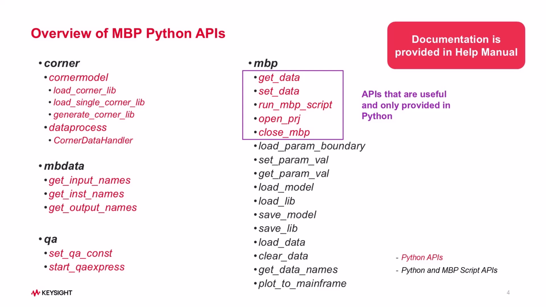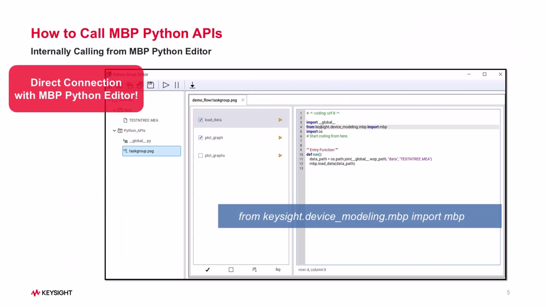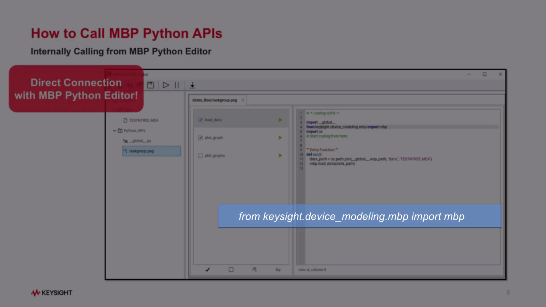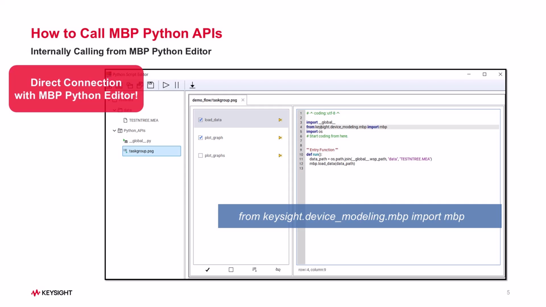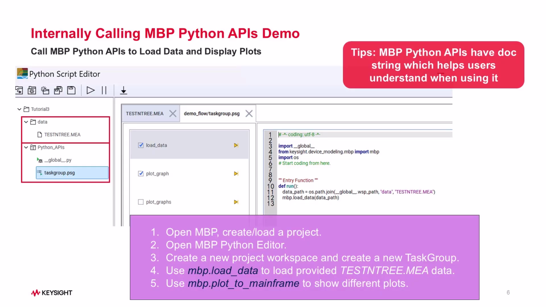Next, I would like to show you how to internally call MBP Python API from the MBP Python editor. Using Python APIs internally in MBP is quite simple. We just need to import the necessary modules from keysight.devicemodeling.mbp in either independent Python file or task group. Next, I will provide a simple example to help you better understand how Python APIs work in MBP Python editor. In this demo, we will learn how to call MBP Python APIs internally to load data and display plots.